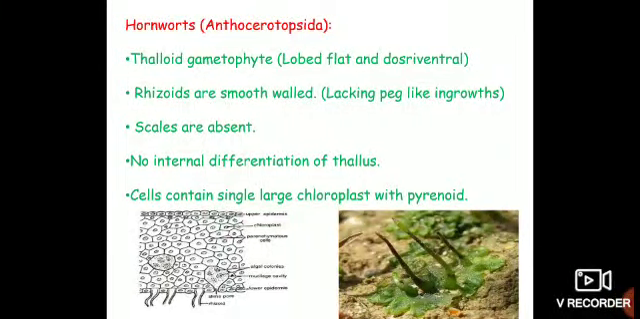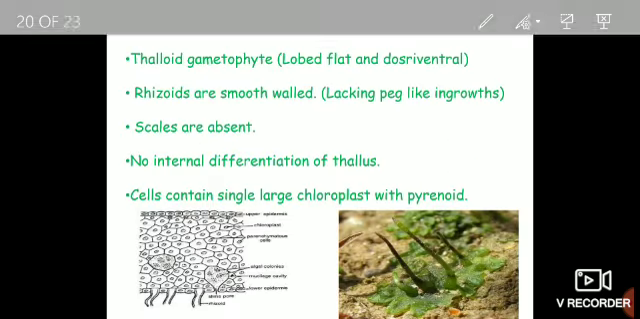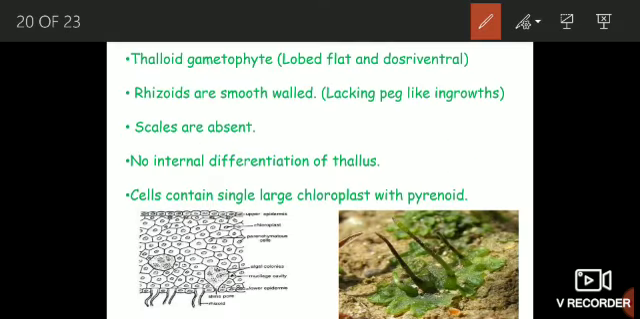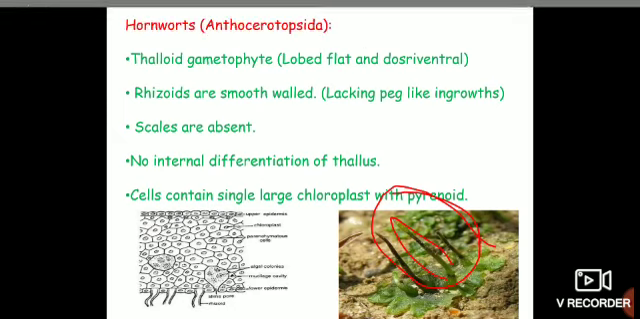Hello everybody. Today we are going to take one more class of division Bryophyta, and this class is known as Anthocerotopsida or hornworts. The name comes from the fact that in these plants the sporophytes are just like horns. Here you can see they assume the shape of horns. They are very long and appear in the form of horns, and that's why this class is known as hornworts.